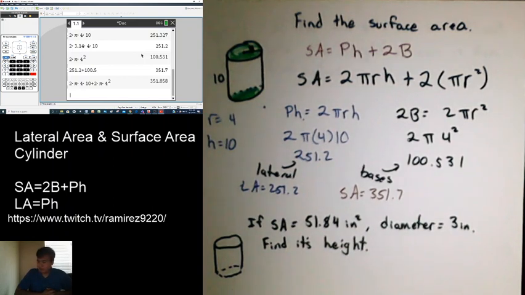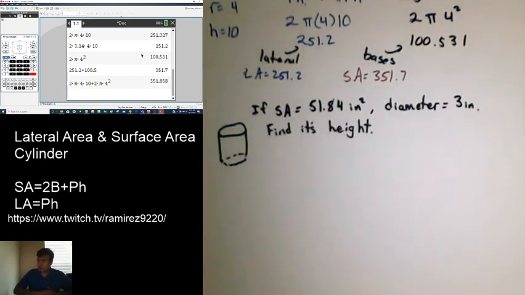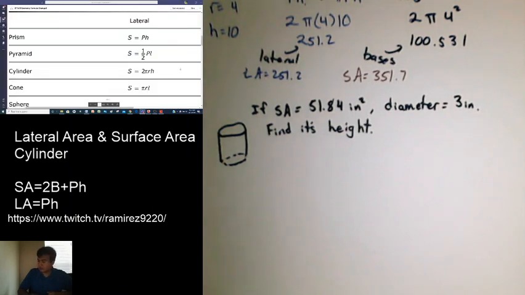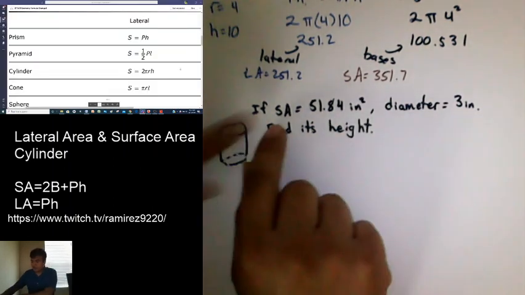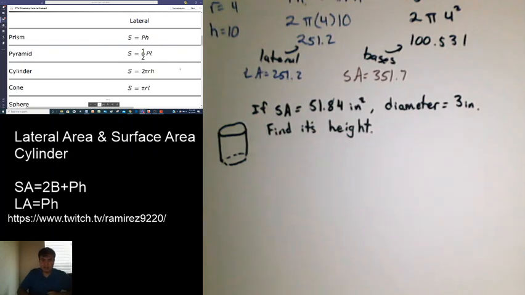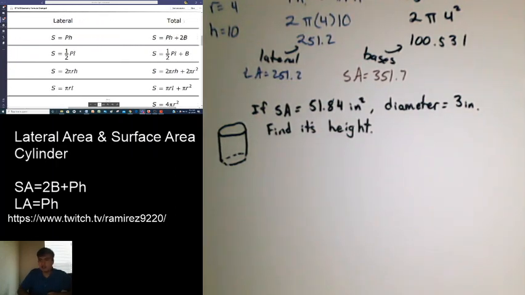Now obviously there are going to be times when you're going to have to manipulate your equations, so I'm going to show you how to go about that. On this first one, I'm telling you that the surface area of the cylinder is 51.84 and the diameter is 3, and you need to find its height. Well, let's look at our formula. They are telling us the surface area, and anytime they tell you the surface area, you automatically think total.